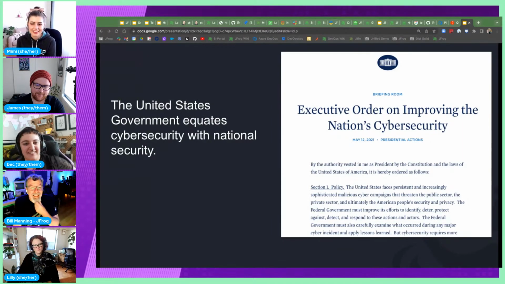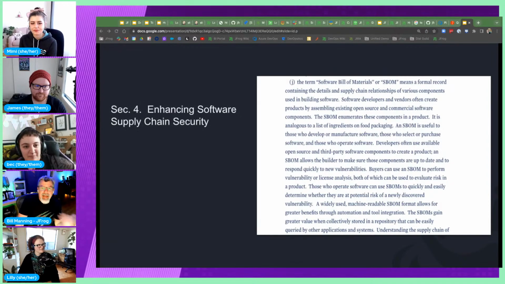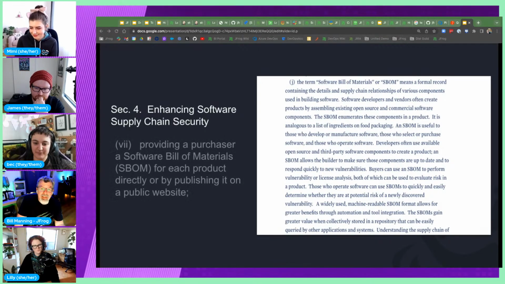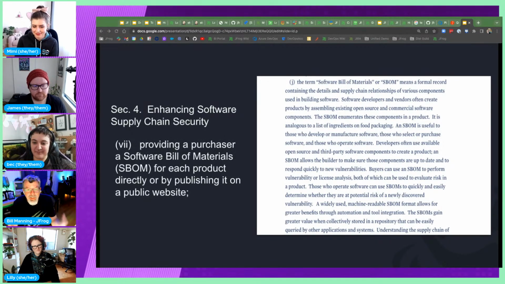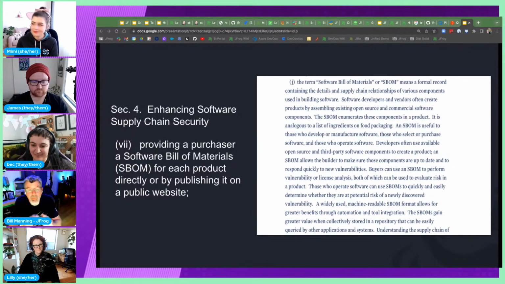All right. But I had to go through this, and the big thing is this one section: Enhancing Software Supply Chain Security. They implicitly stated it here, which is awesome. They said to provide purchasers with a software bill of materials, either directly or by publishing it somewhere. But initially it was just for the government, once again protecting their backsides after what happened with SolarWinds.